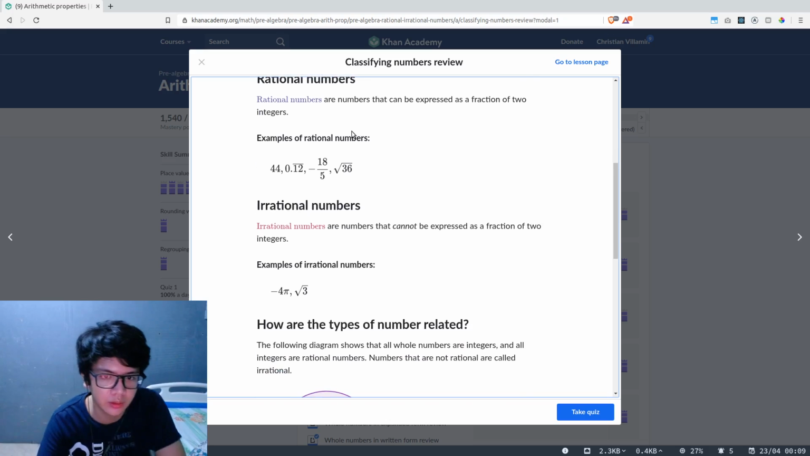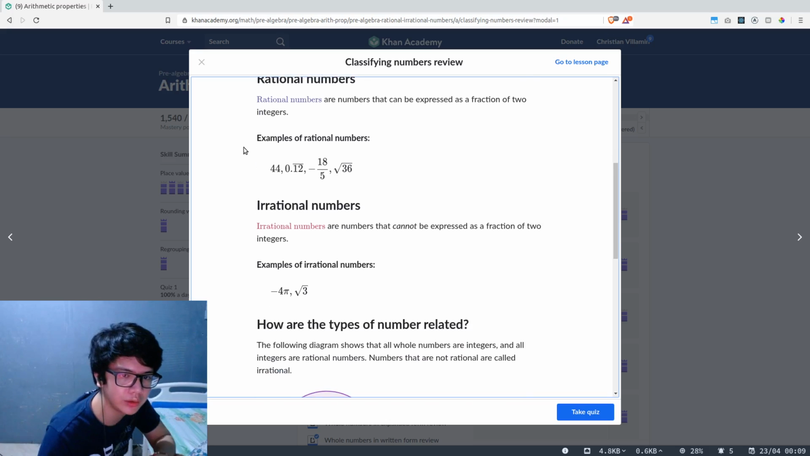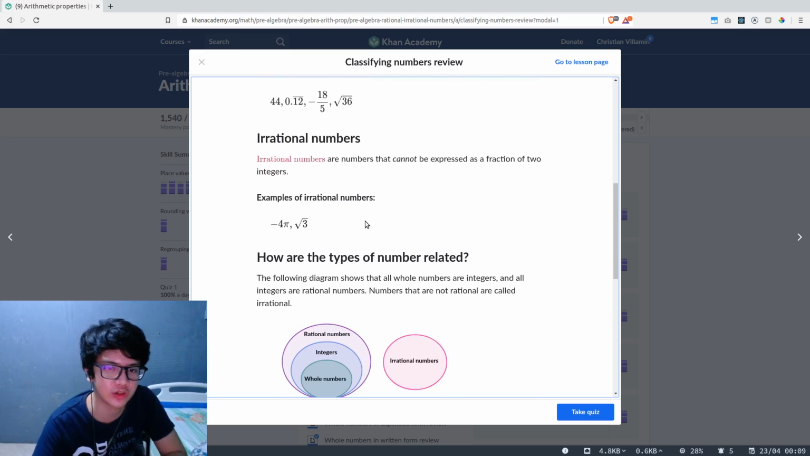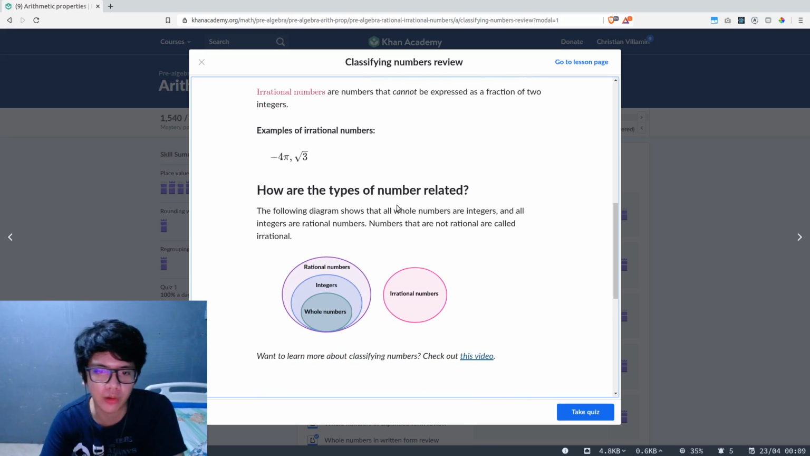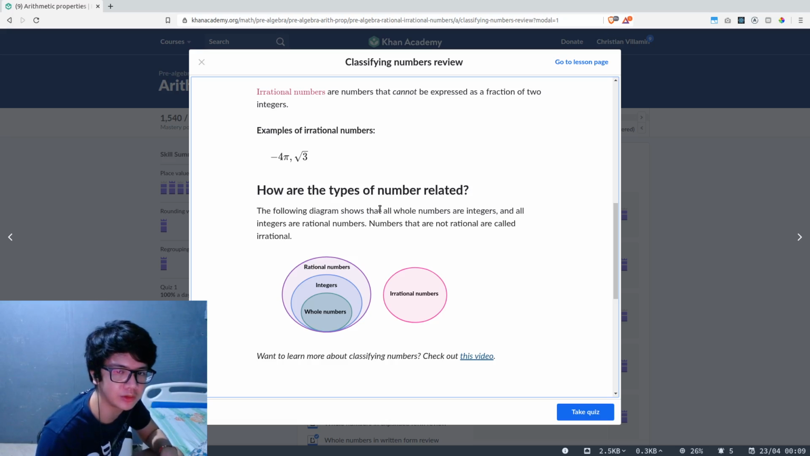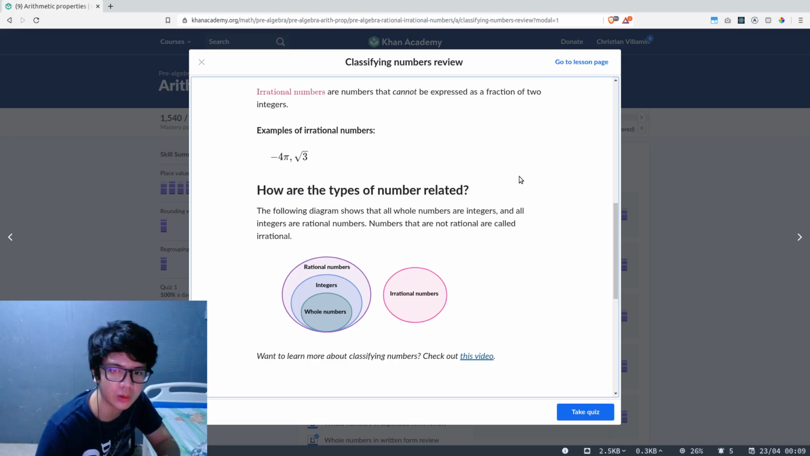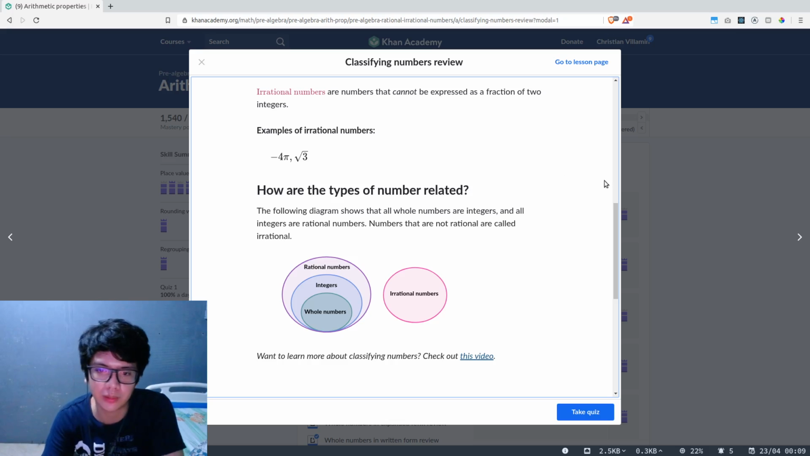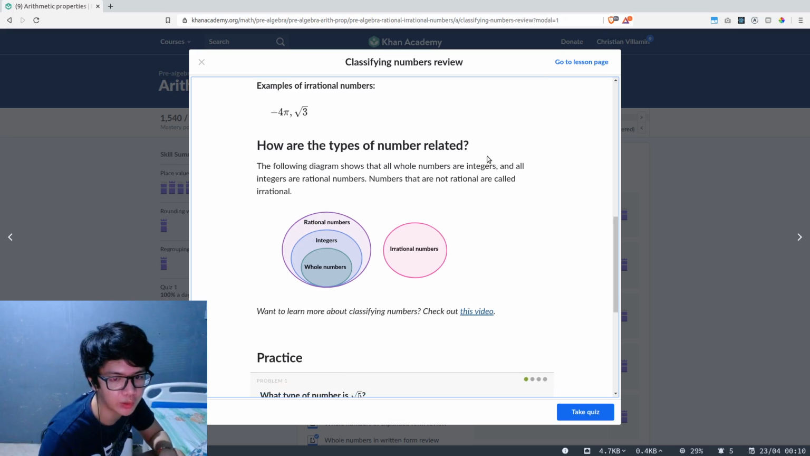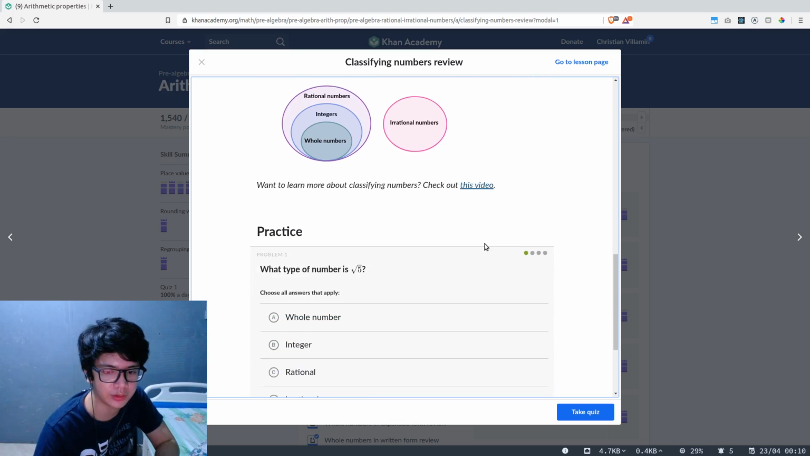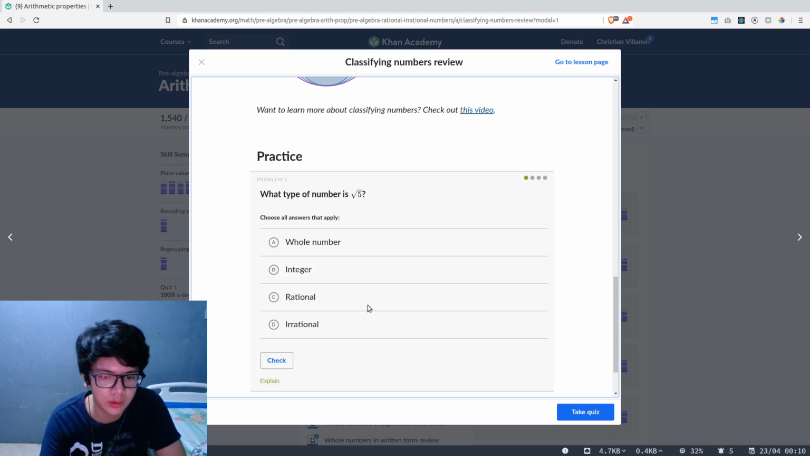Rational. Okay. Rational numbers can be expressed as a fraction of two integers. Examples of irrational numbers. The following diagram shows that all whole numbers are integers and all integers are rational numbers. Numbers that are not rational are called irrational. Okay. It's irrational.